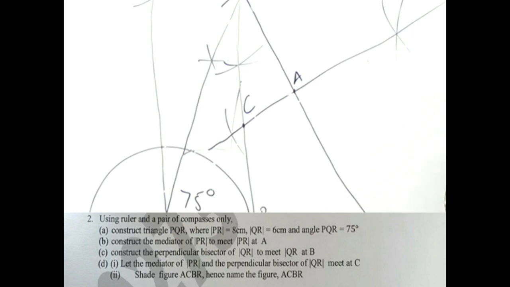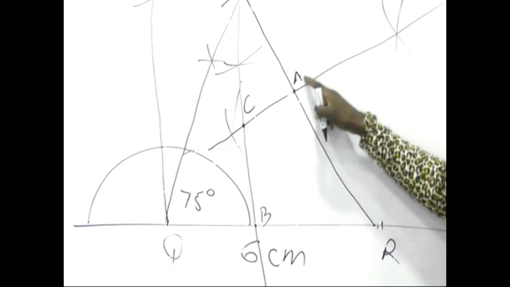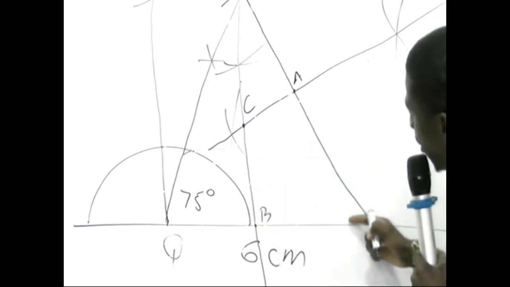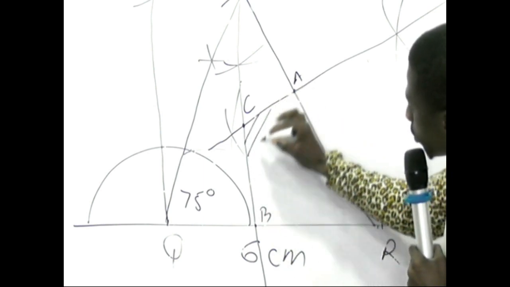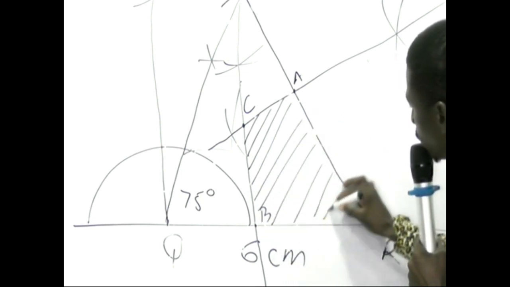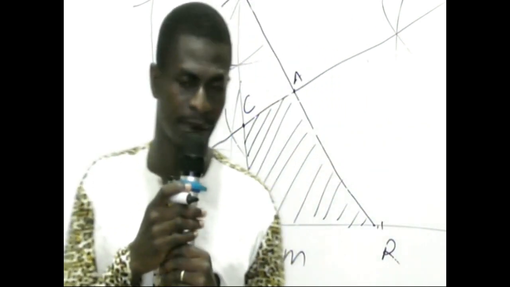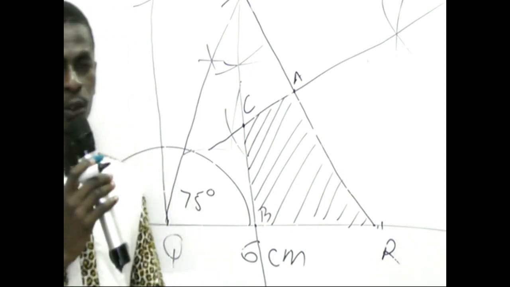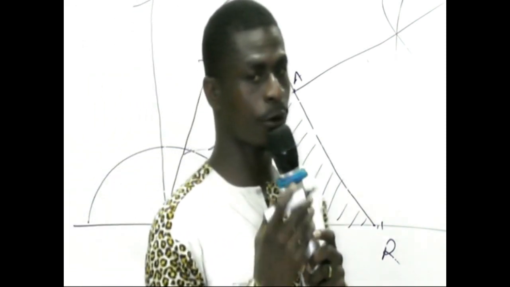Now they say that we should shade figure ACBR. So this is the area, and we are going to shade it. So the shaded region becomes figure ACBR. And so this is the demand of the question.